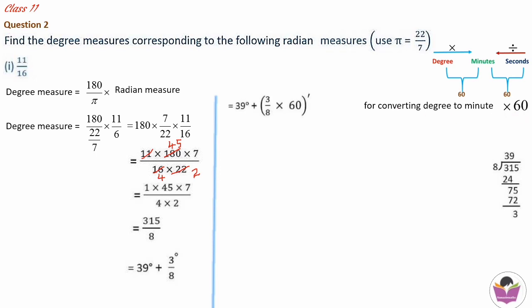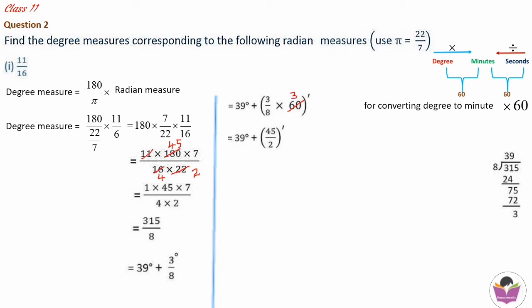What we have to do is keep 39 as it is, no need to change, plus the smaller quantity, we take 3 by 8 multiplied with 60. Then this quantity will be changed to minutes. That is equal to 39 plus, when we convert this, to do the calculation with a little bit of cancellation we have to do here. 60, when you cancel 2, we will be getting 30.